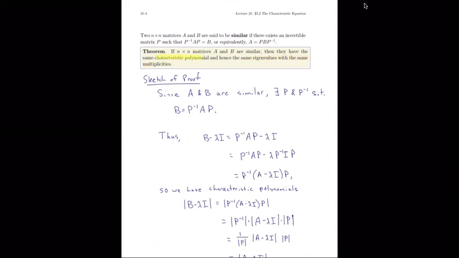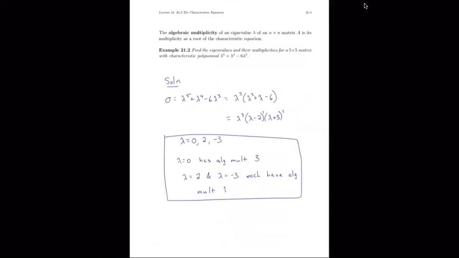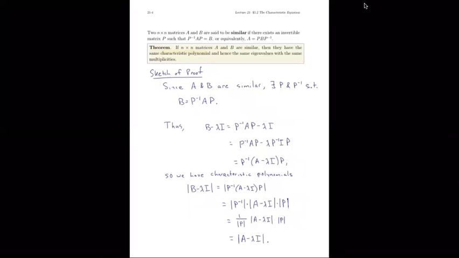Really, all we need to prove is that they have the same characteristic polynomial, right? Because if they both had this polynomial as their characteristic polynomial, then they're both going to have the same eigenvalues and the same multiplicities to follow. So all we need to show is that they have the same characteristic polynomial. Now, to that end, we assume that A and B are similar, and as such, there exist P and P inverse such that B is equal to P inverse times A times P.